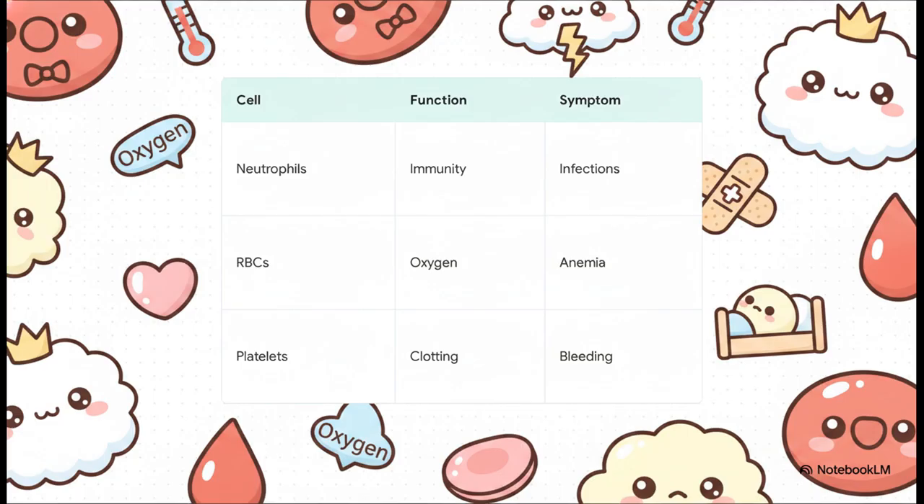Without healthy neutrophils, the body's natural immune defense collapses, leading to severe fevers and infections. Without enough red blood cells to carry oxygen around, the patient suffers from profound anemia, extreme fatigue, and shortness of breath. And without platelets to clot the blood, well, the patient develops a severe tendency to bleed. These are the classic immediate red flags that usually rush a patient into the hospital.